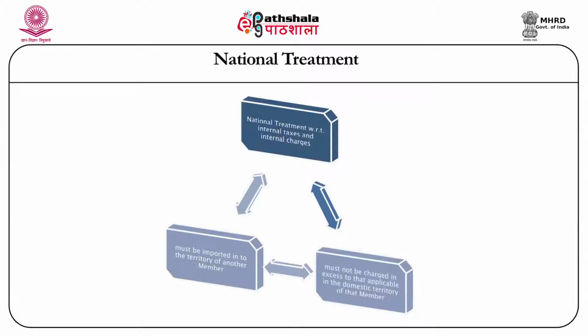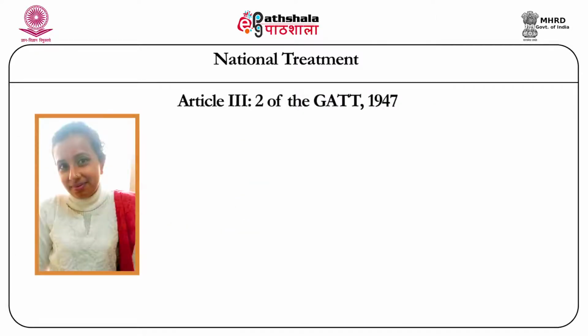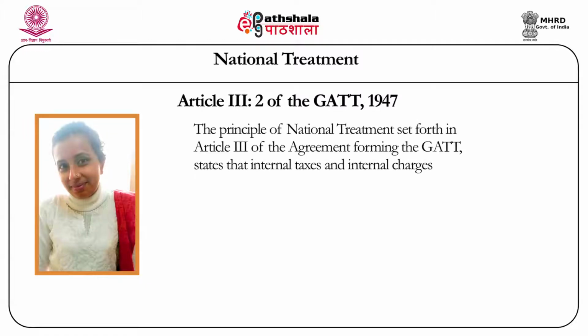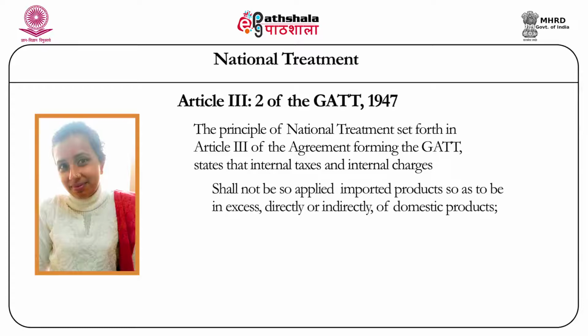Now, we would understand what is the scope of Article 3 Clause 2 of the GATT 1947. The principle of national treatment set forth in Article 3 of the agreement forming the GATT states that internal taxes and internal charges shall not be so applied to imported products so as to be in excess, directly or indirectly, of domestic products, and also these shall not afford protection to like domestic goods.